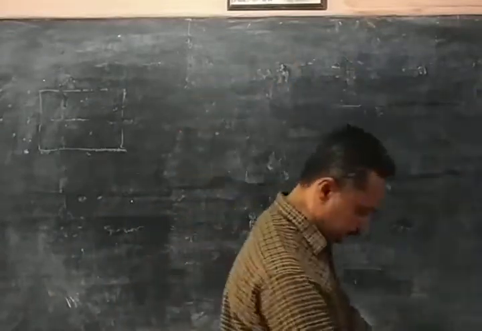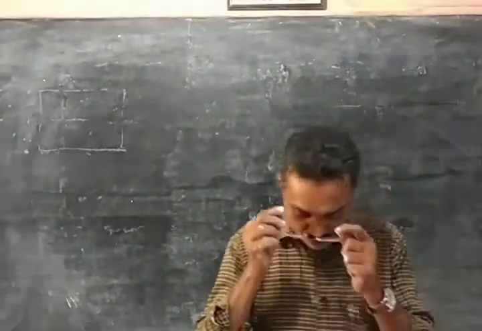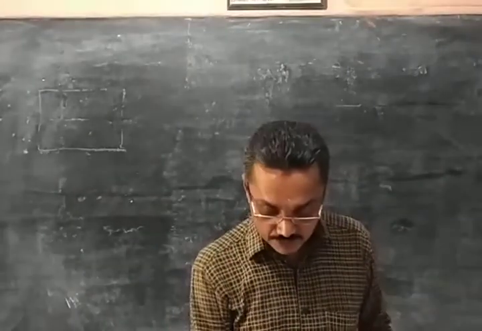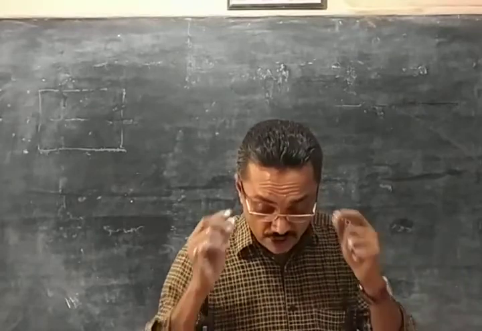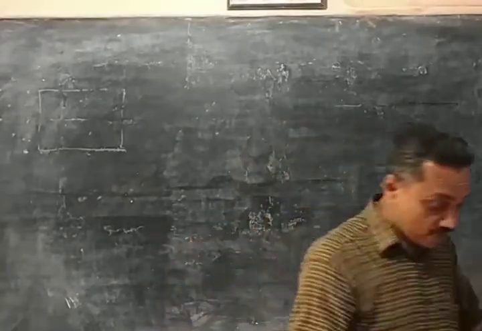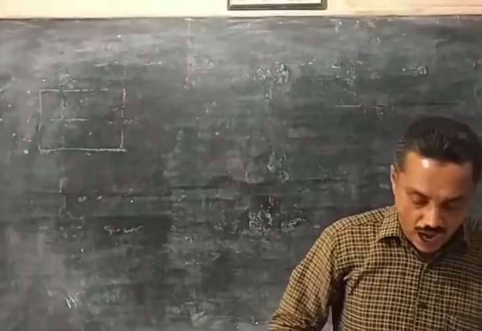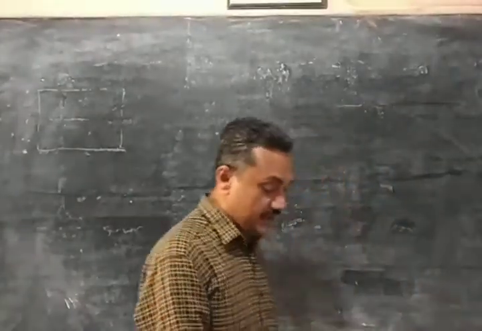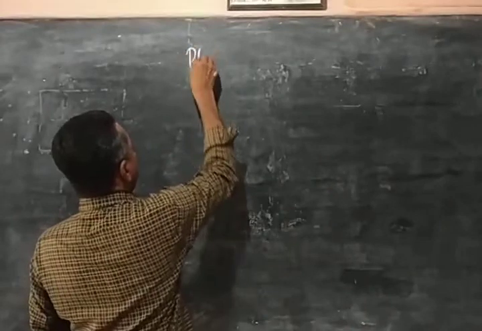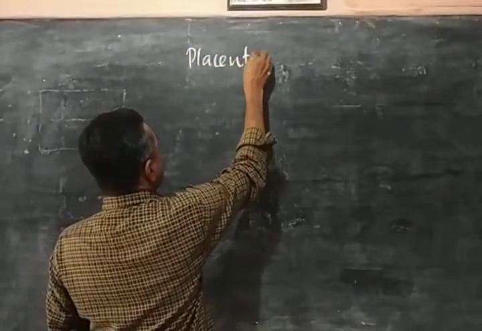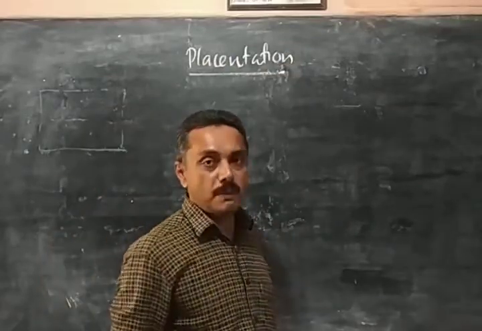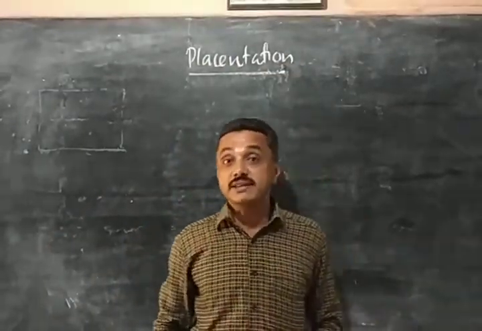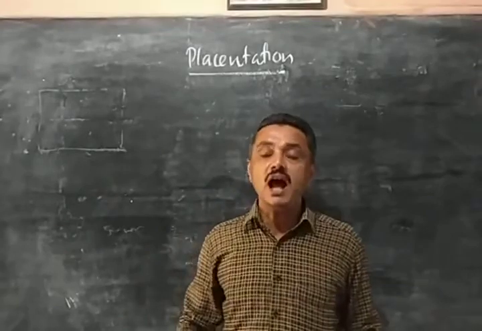Then comes the next topic, called placentation. It's very important. Placentation means arrangement of ovules on the placenta. See, placentation. Arrangement of ovules on the placenta is called placentation.